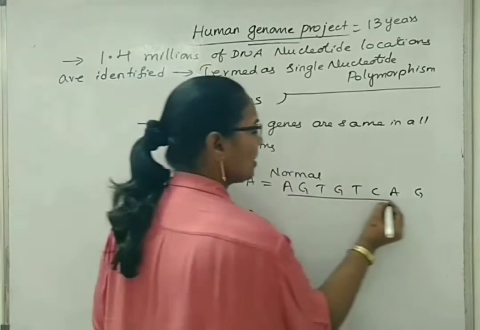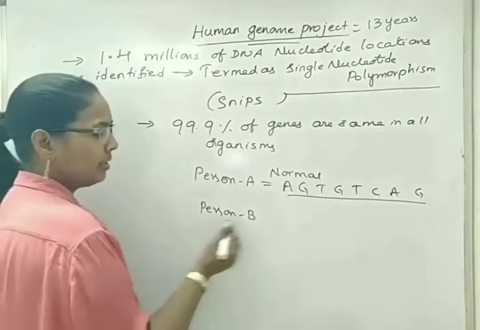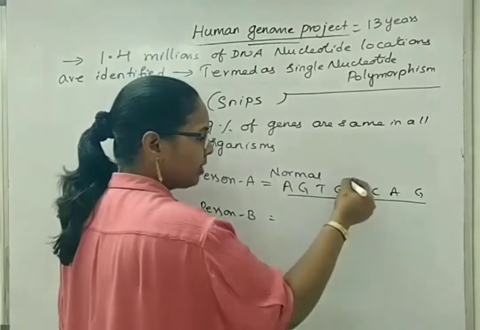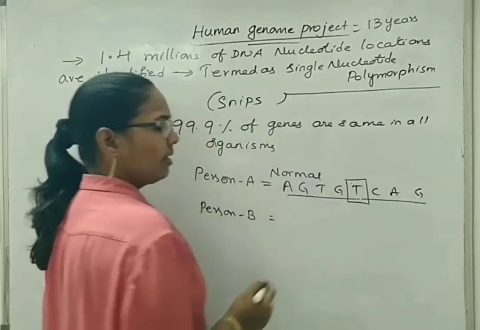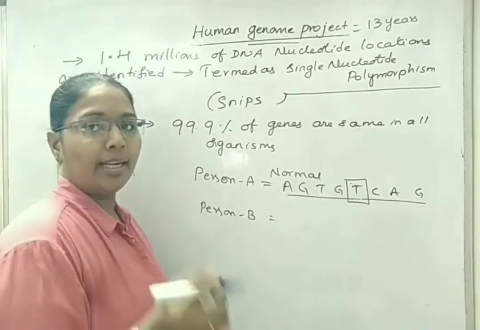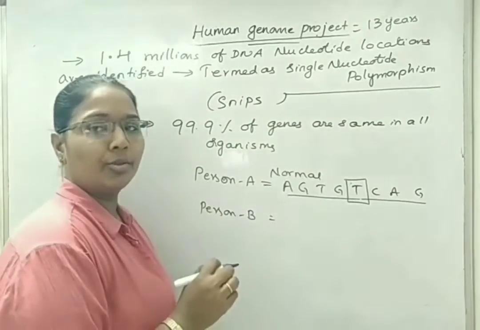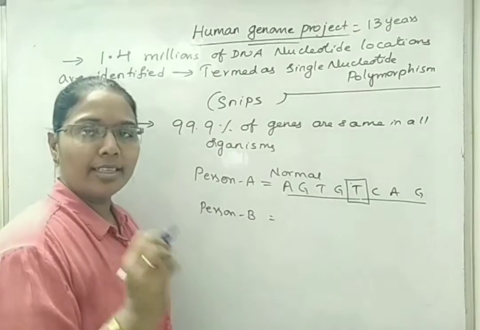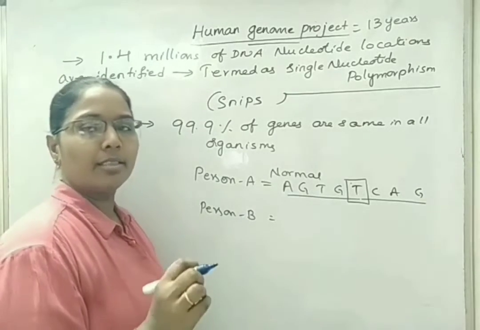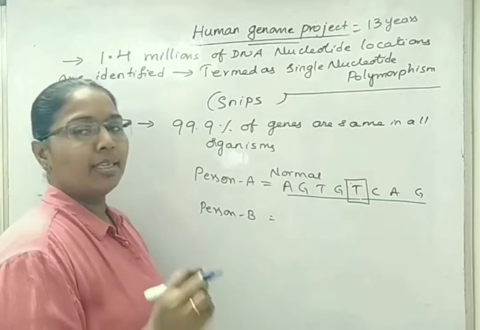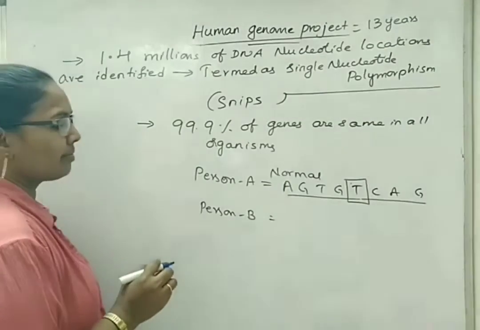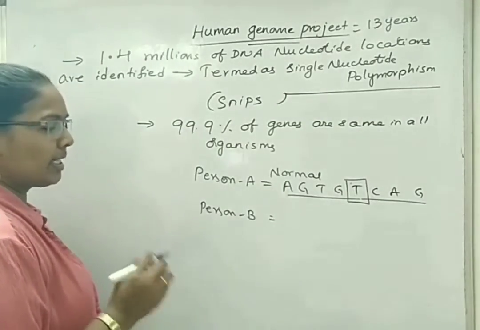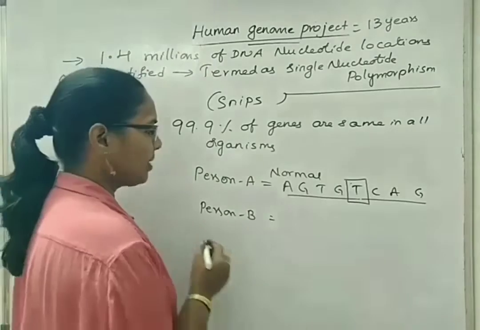This type of gene sequence is responsible for the healthy condition of the person. Now, if any one particular nucleotide is different in a person, and that small change of the nucleotide is responsible for the disease, disorder or mutation in that person, then such a gene sequence is considered an abnormal condition of the person.